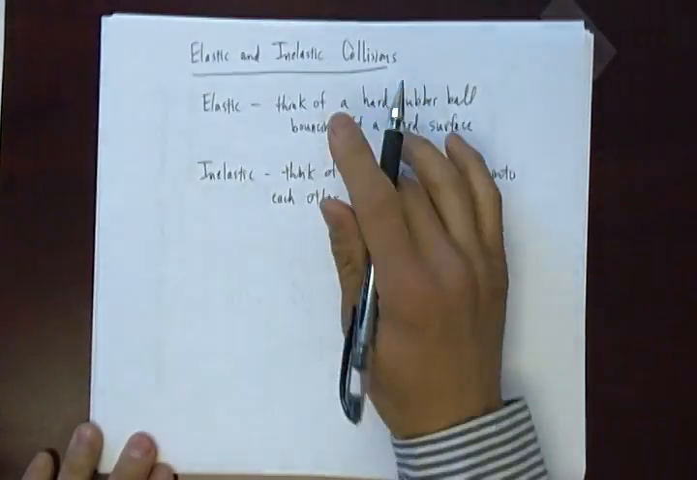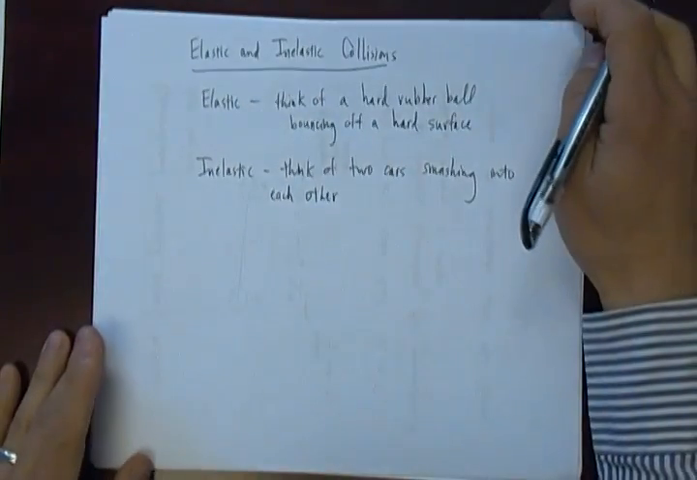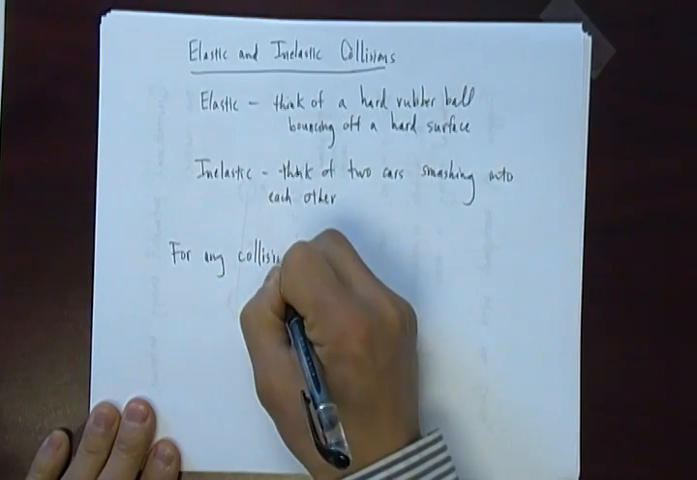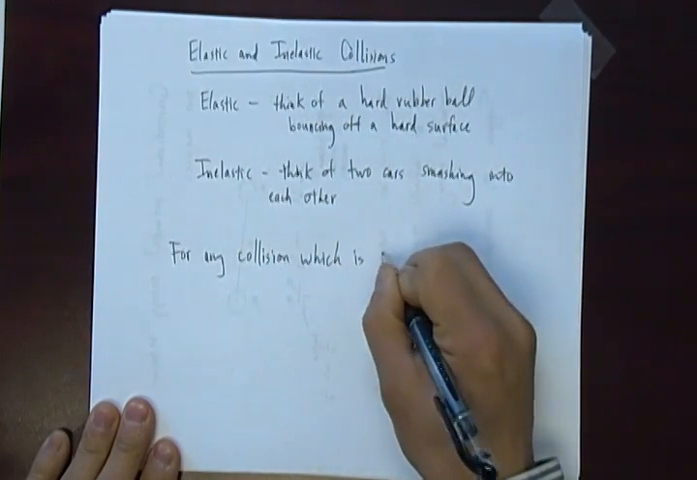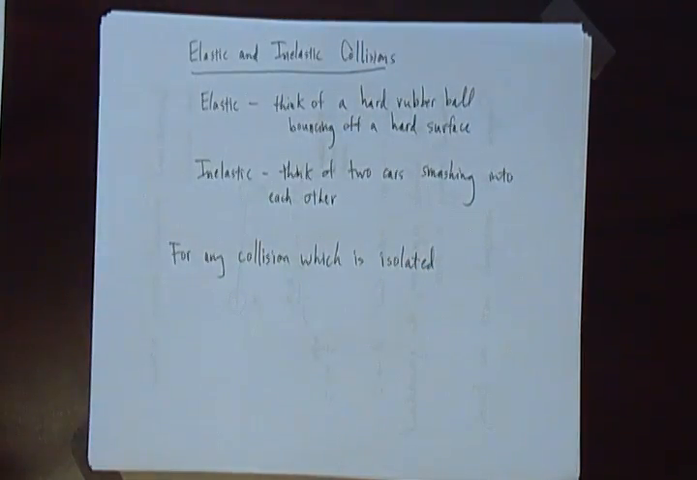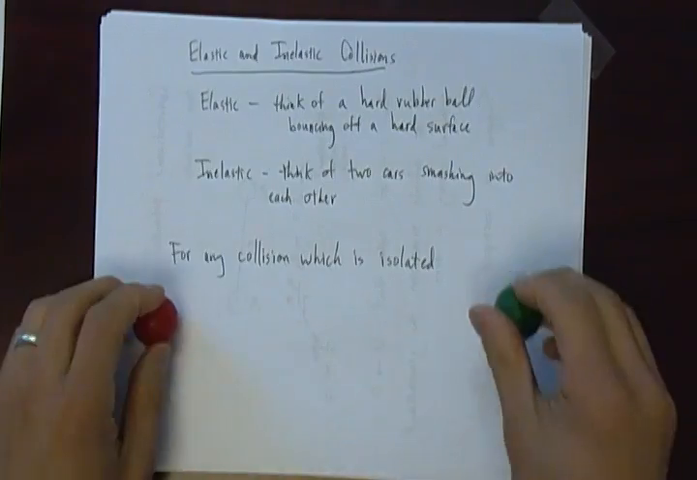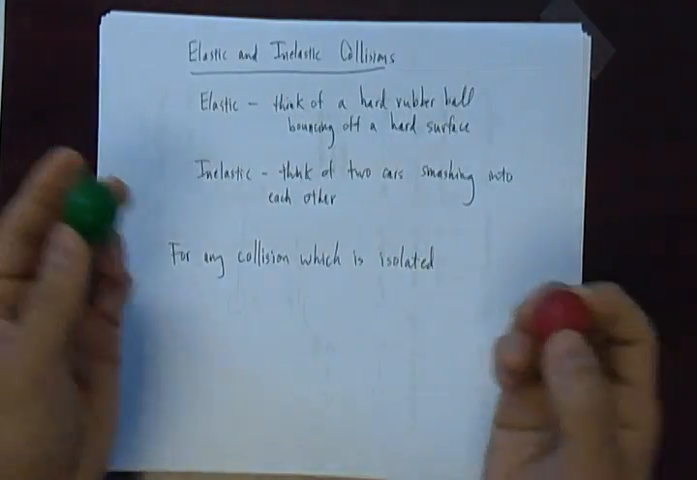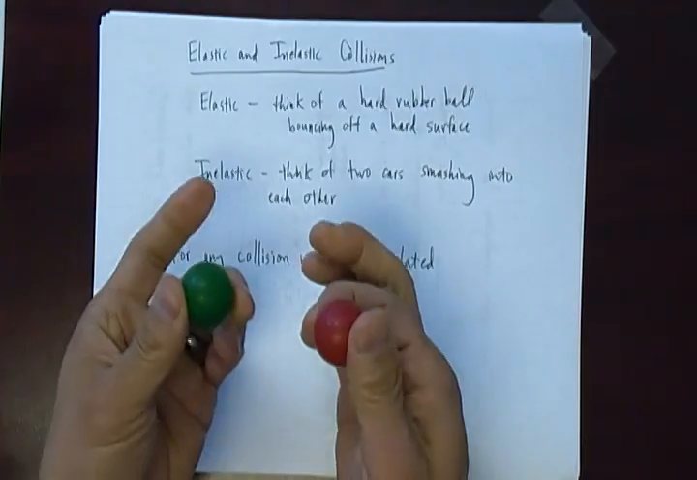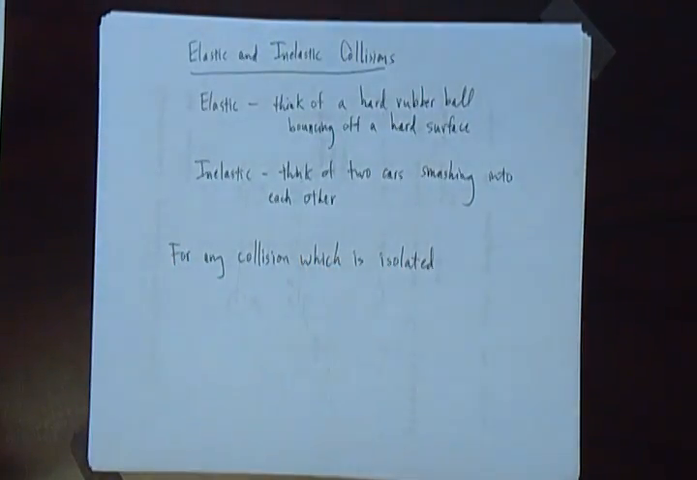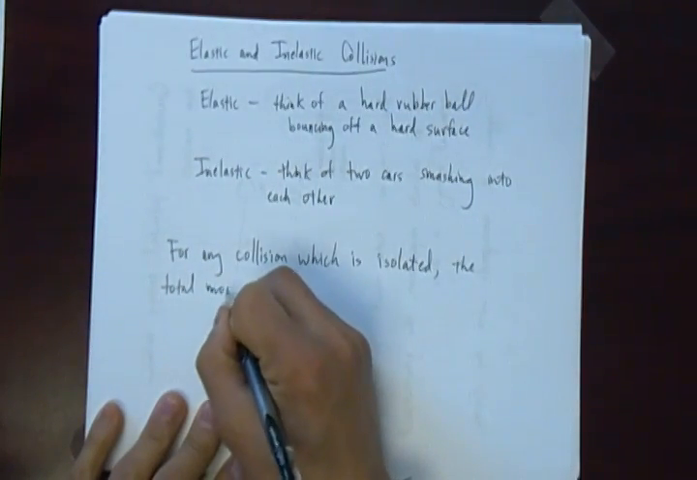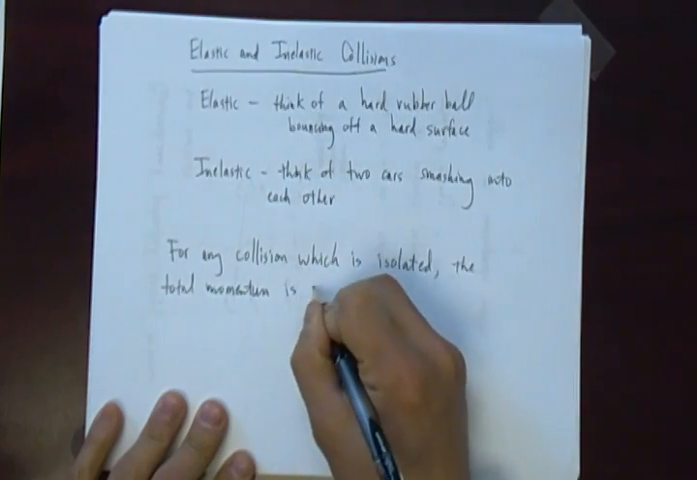Now, so that's inelastic. The key thing to remember, though, in any collision which is isolated, and by isolated I mean you have two things that are colliding, and those are the only things involved in the game. They collide and they bounce off, or they stick together, or whatever. But there's nothing else that's affecting the physics of these two balls, okay? So that's what I mean by isolated. The two objects that are colliding are isolated from everything else. For any collision which is isolated, the total momentum is conserved.